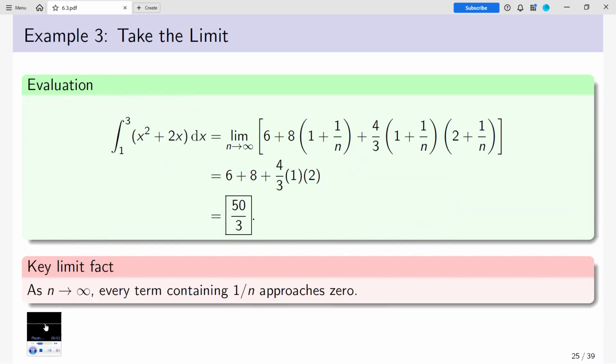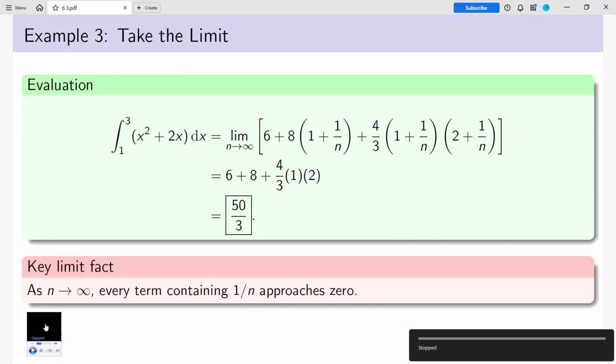Taking the limit removes every 1 over n term and leaves 50 over 3. The infinite process produces a finite answer, which is more than can be said for some committee meetings.